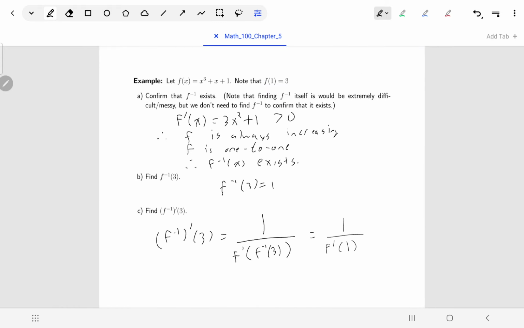And conveniently enough, I already figured out what the derivative of f is. It's 3x squared plus 1. So f prime at 1 would be 3 times 1 squared plus 1, which all adds up to 4. So for my inverse function, even though I don't actually have an equation for f inverse at all, I'm still able to find out that its derivative at 3 is actually 1/4.